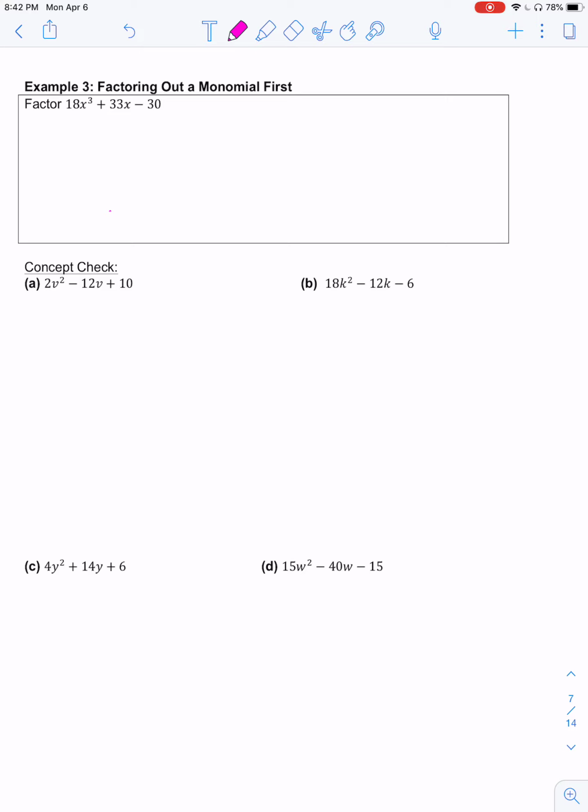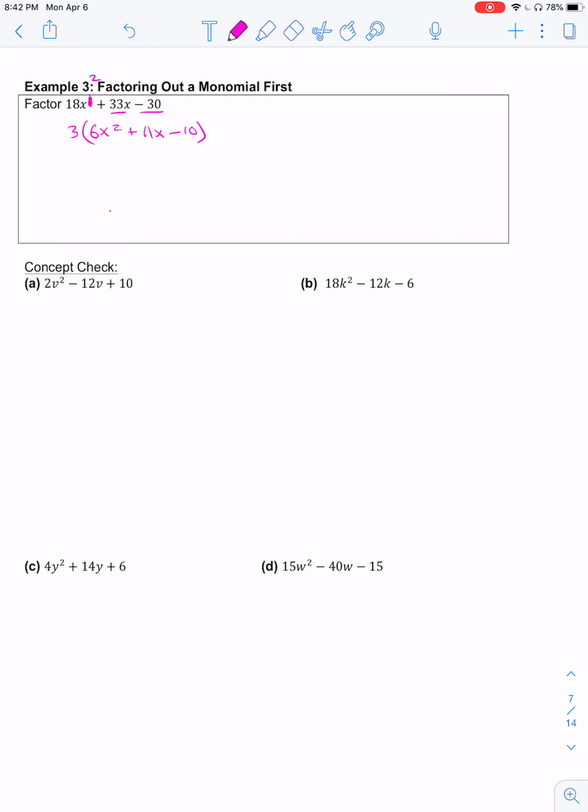Let's look at 3. Does 3 go into 18? Yes, 3 times 6 is 18. Does 3 go into 33? Yes. 3 times 11 is 33. Does 3 go into -30? Yes. 3 times -10 is -30. So we're going to go ahead and pull out 3 as a factor. And this should be 6x squared. Sorry about that. So we should have 3 times 6x squared plus 11x minus 10.